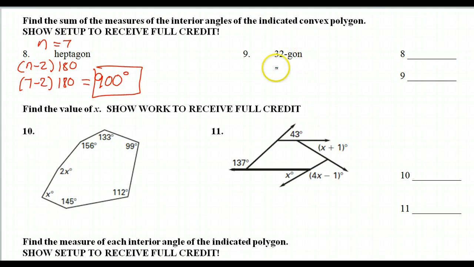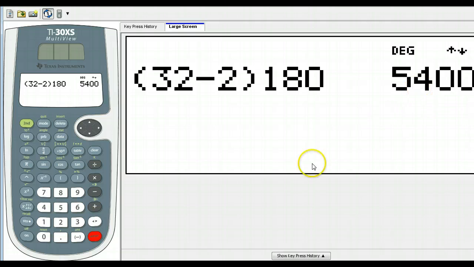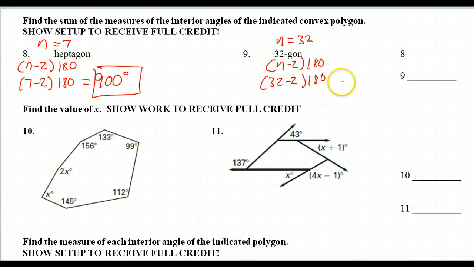A 32-gon would be a 32-sided shape, right? That just means n is 32. So when I do my n minus 2 times 180, I'm just doing 32 minus 2 times 180. That is 5,400. I guess I'll put it over here. Okay, pretty simple.